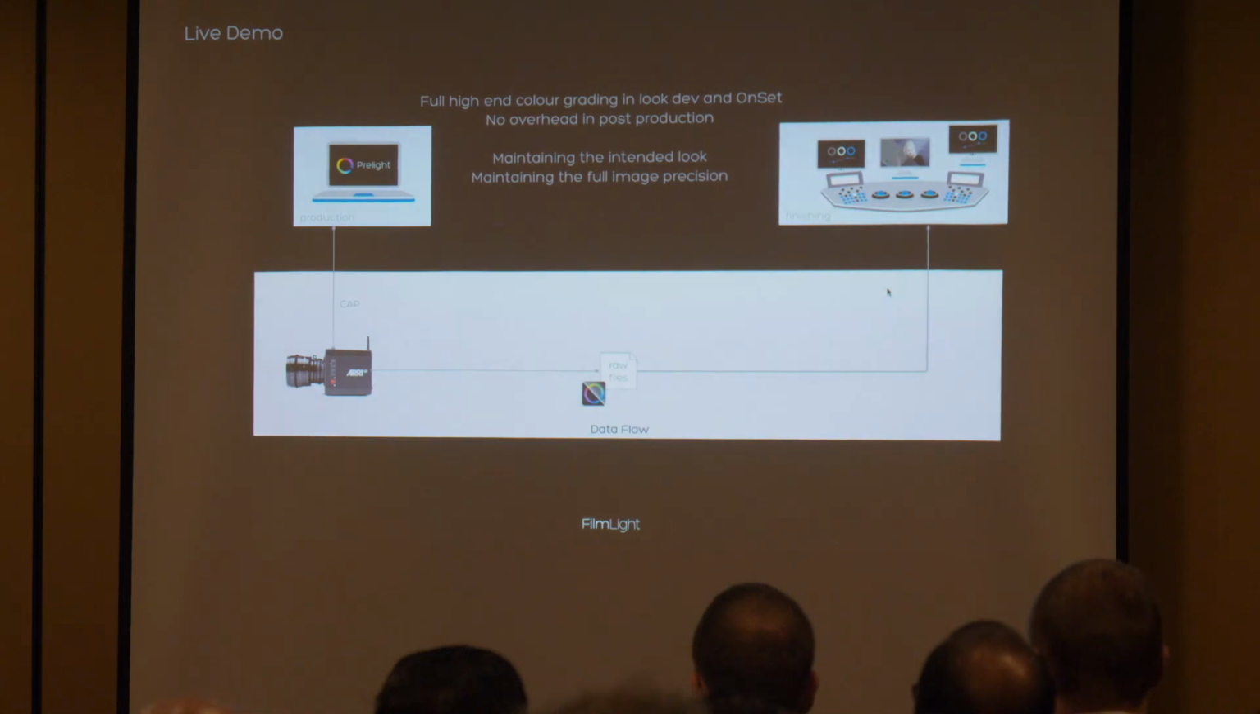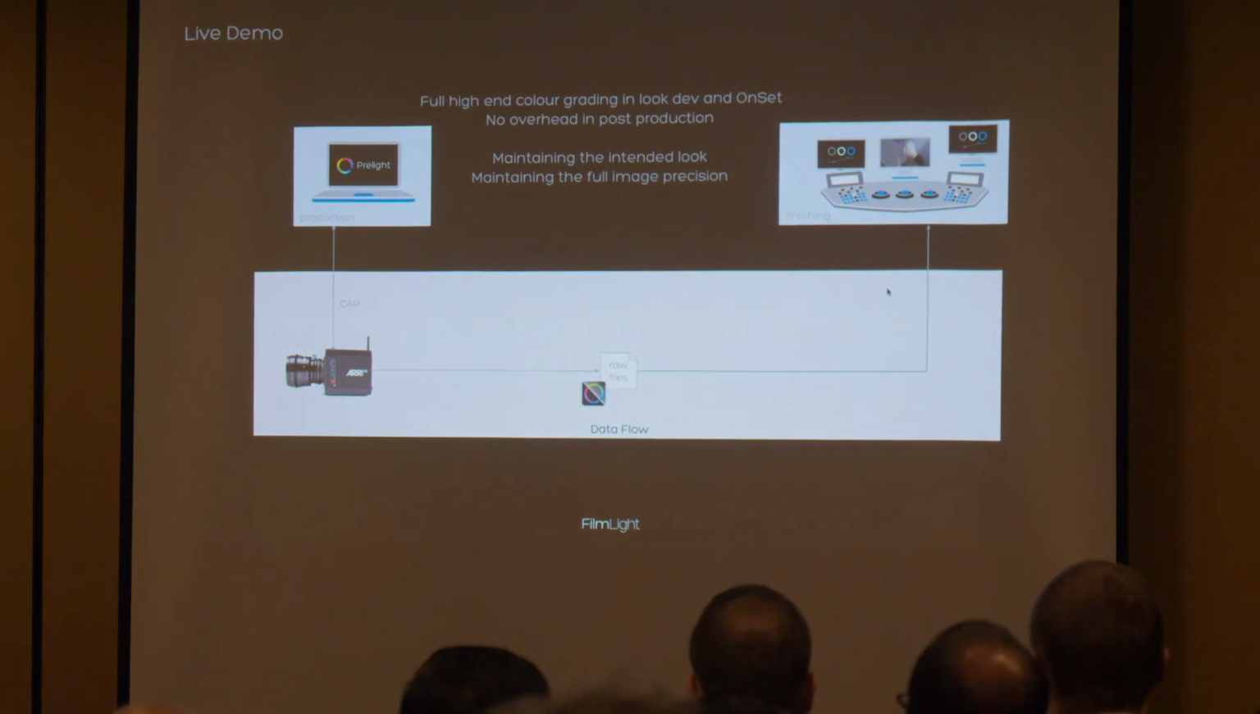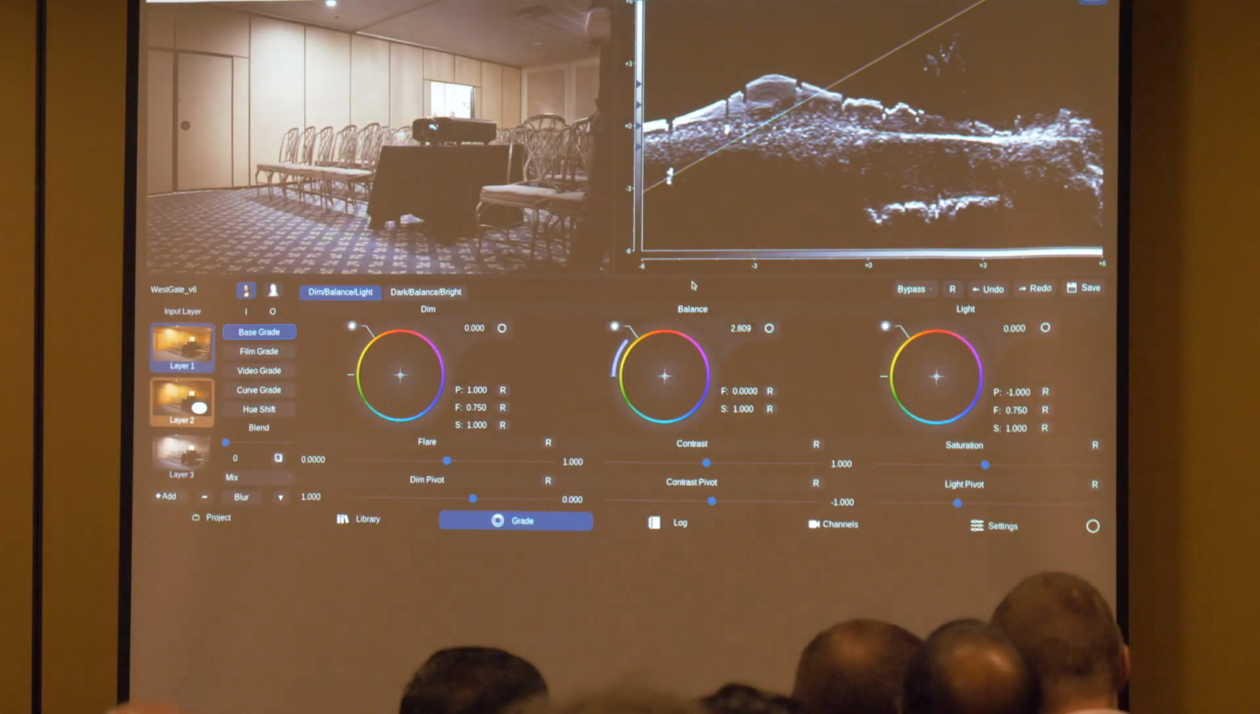So this means we have full high-end color grading on set with PreLight, and there's no overhead in post-production. You can just insert the media, and it will be with the grade. So you maintain the intended look, and because we never bake that into the files, you will always have the full precision of what the image sensor has captured. Okay, enough talking. Let's switch to PreLight.